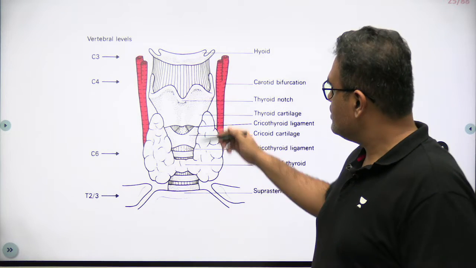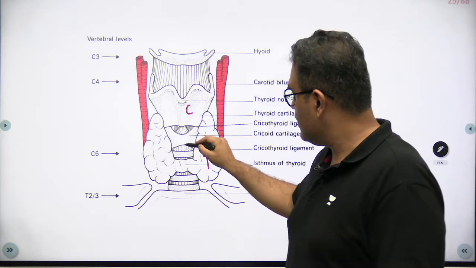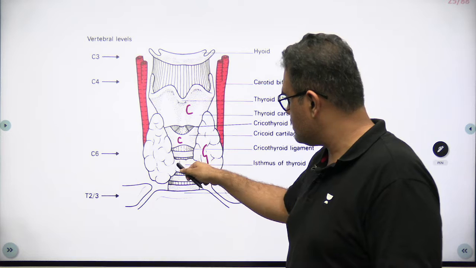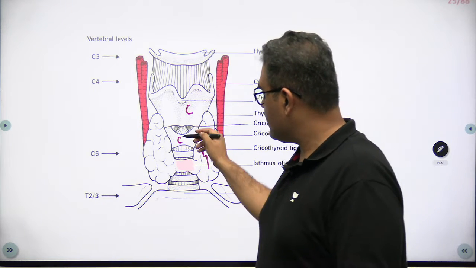See this image. This is the hyoid bone, thyroid cartilage, thyroid gland. This is the cricoid cartilage, and behind this, the isthmus. The isthmus is in front of the tracheal rings. Cricoid cartilage is around C6.